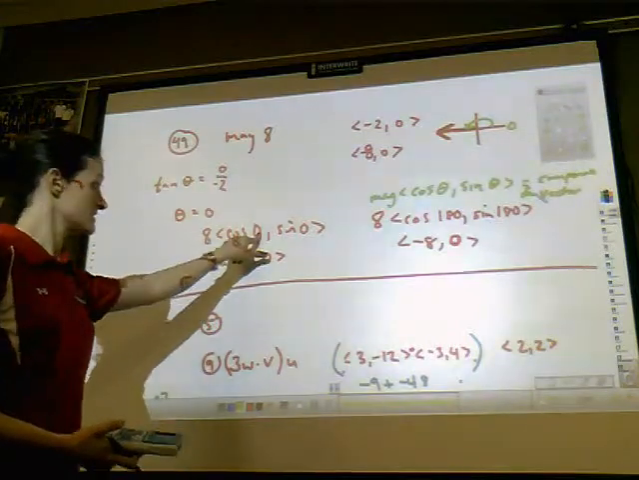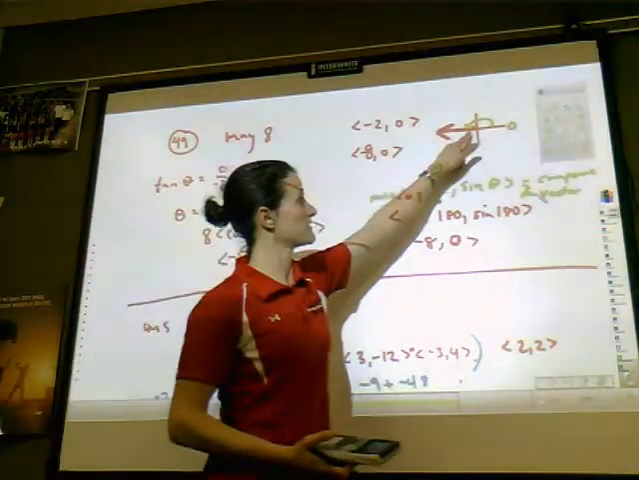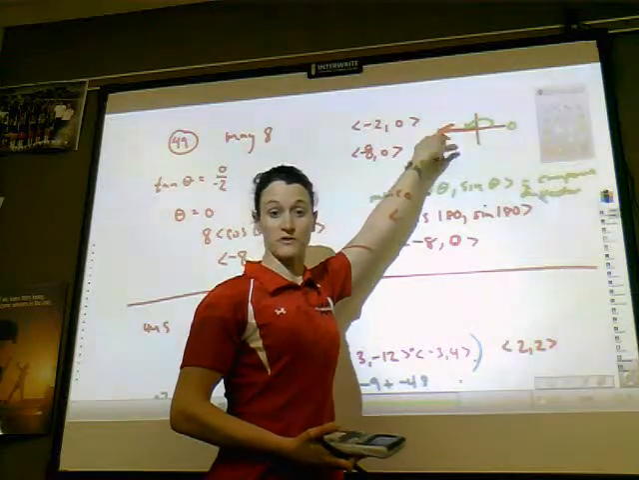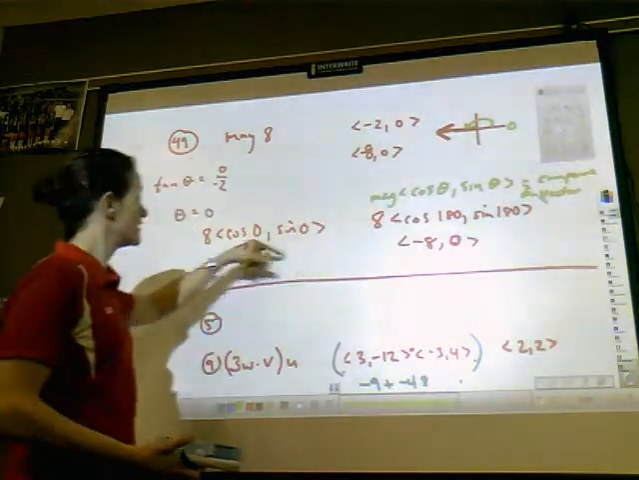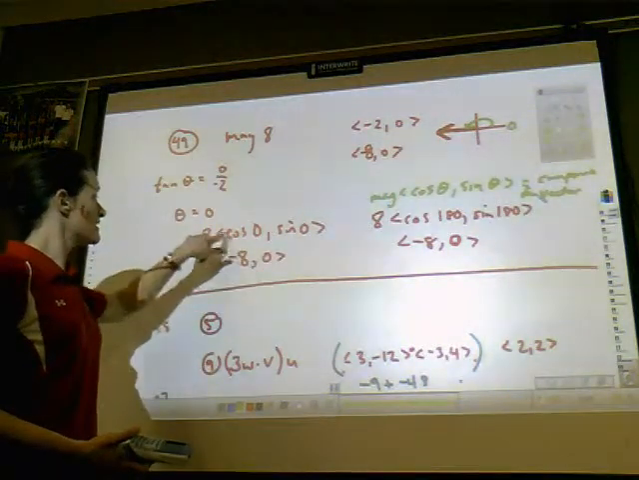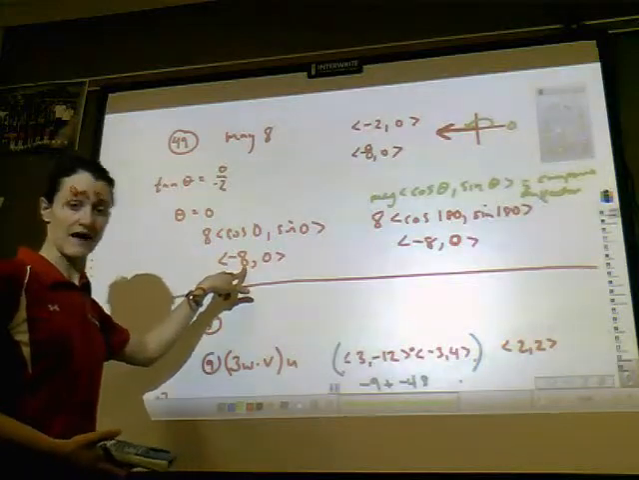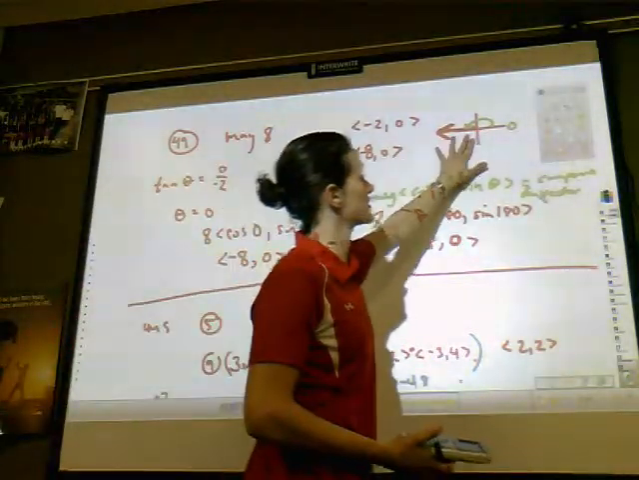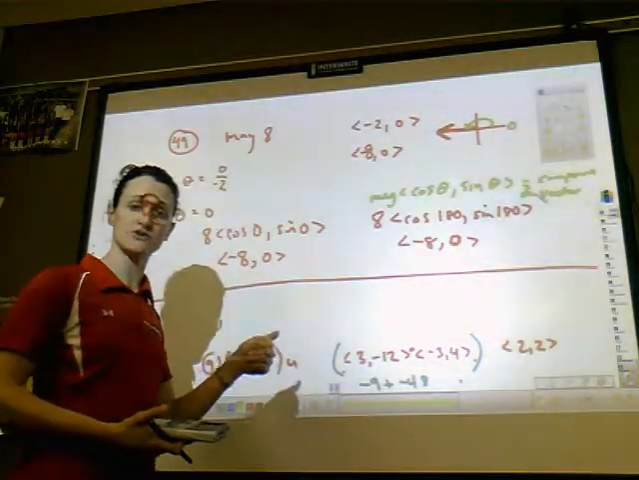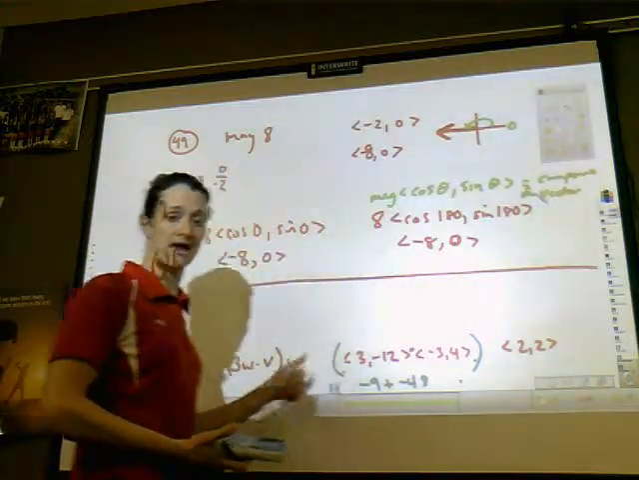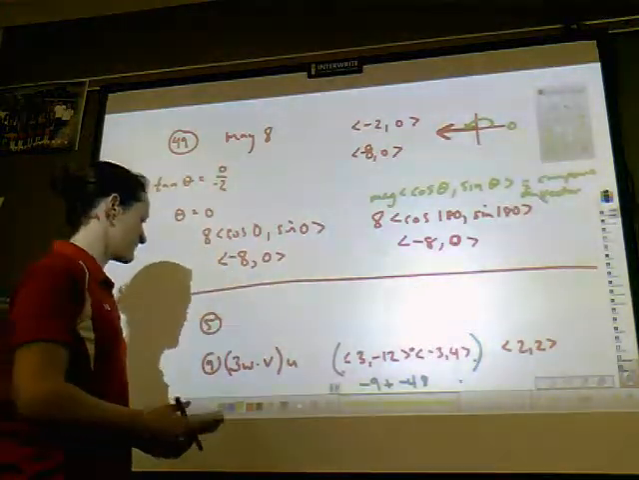I also tried 0 because if you were to draw a triangle here, the angle associated with that triangle would be 0. Plug it into the formula, but then this comes out to be 8, not -8. But if you look at a picture, that doesn't make sense. To go in the same direction as -2, 0, it can't be 8, 0. It's got to be -8, 0.